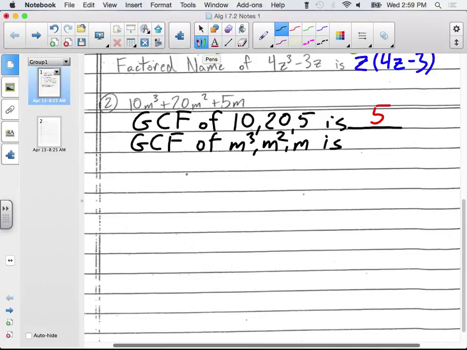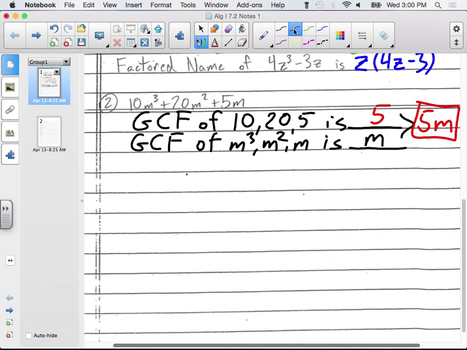So between m cubed, m squared, and m, what can we take out of all 3 of them? M. Just m, right? So we found the GCF of the number part and the GCF of the variable part. So what is our greatest common factor of the entire polynomial? 5m.